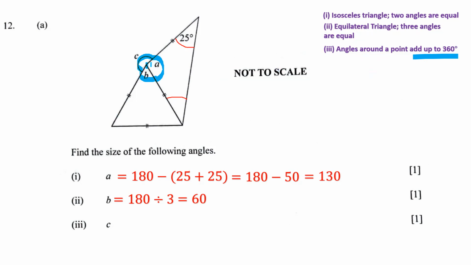So angles around a point add up to 360 degrees. That means that this angle, which is C, plus A plus B, all of them should add up to 360 degrees. We already know what A is, A is 130. We already know what B is, B is 60. So we're going to have 360 minus 130 plus 60. Well, 130 plus 60 is 190, and 360 minus 190 is definitely 170. So C is equal to 170 degrees because angles around a point add up to 360 degrees.